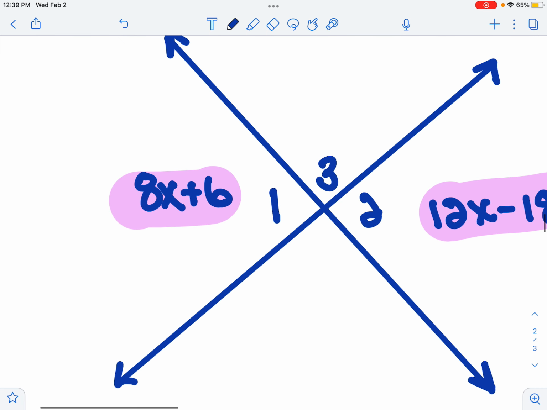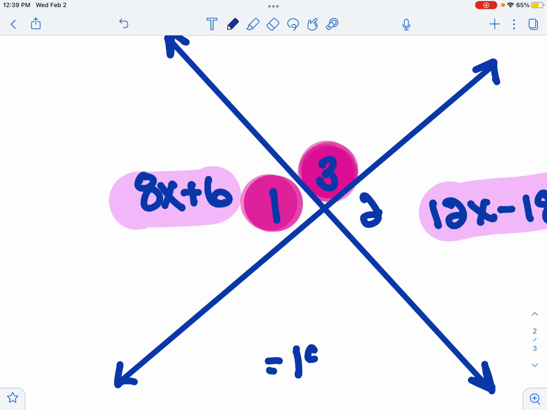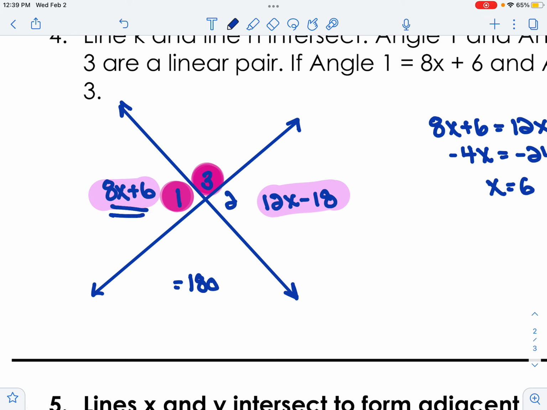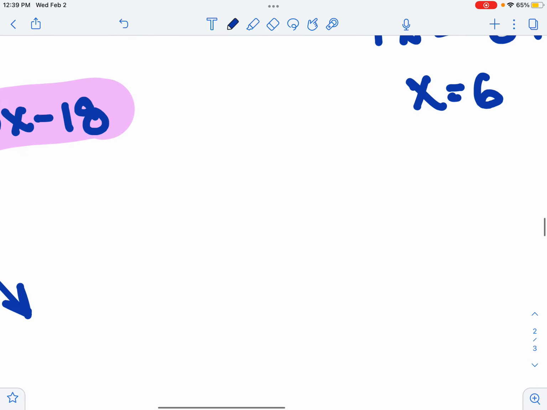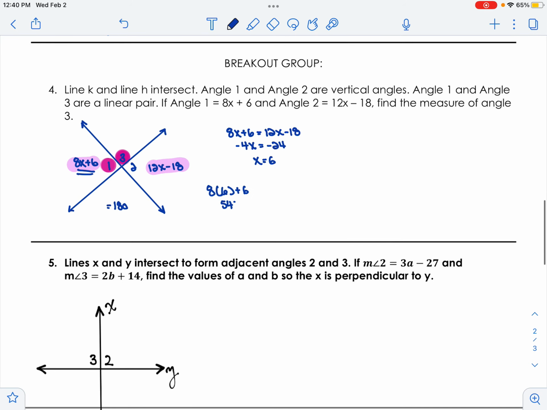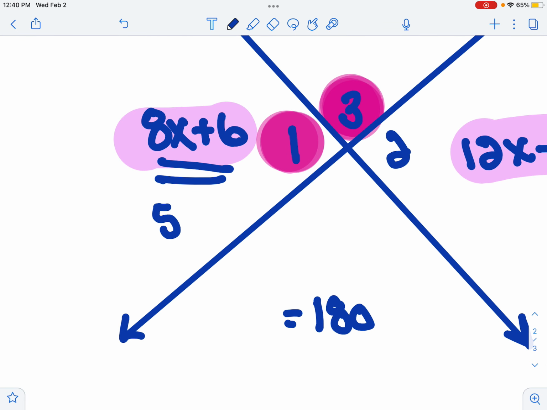Now, the question was asking me to find the measure of angle 3, right? And so I'm going to now just look at angle 1 and angle 3, and I'm going to notice that they're a linear pair, which means that they have to add up to equal 180. So my game plan here is to take the 6 and plug it in for that expression for angle 1. And then from there, I'm going to take that measure and subtract it from 180 to find the measure of angle 3. So plugging in that 6, I'm going to get 8 times 6 plus 6, which gives me 48 plus 6, which is 54 degrees. So I know that this angle 1 is 54 degrees.